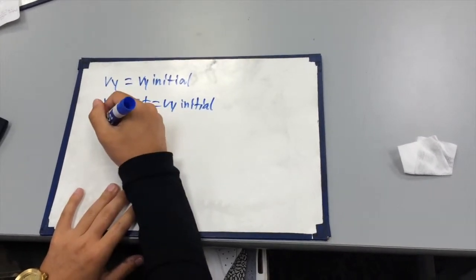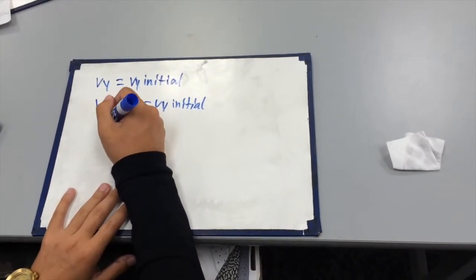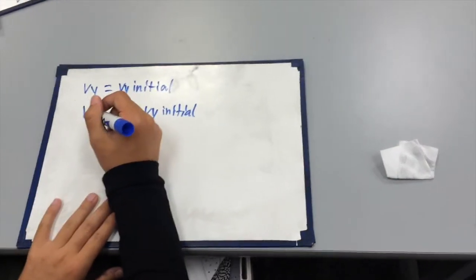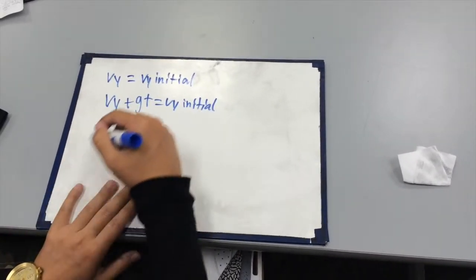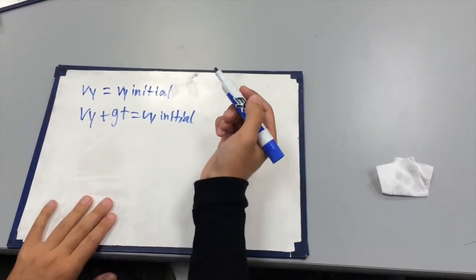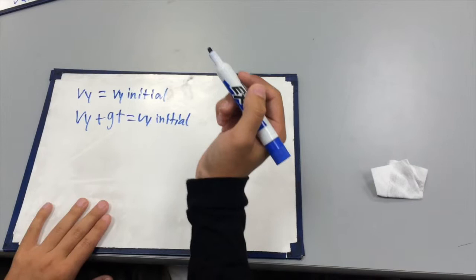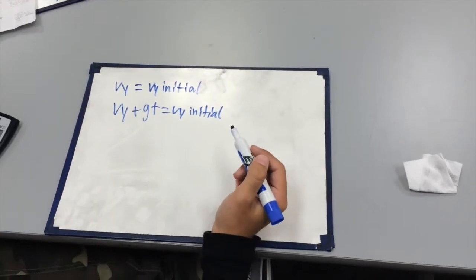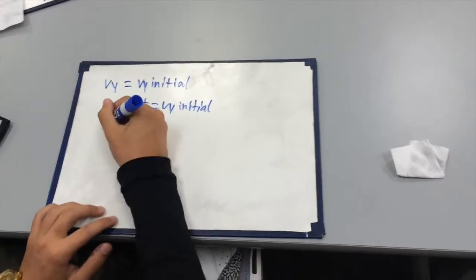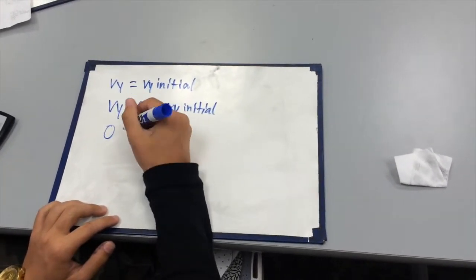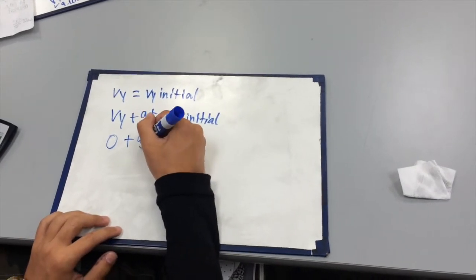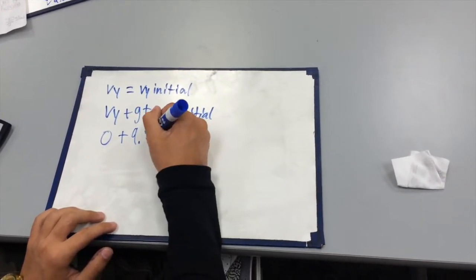So let's do that. Once it reaches its highest point in the video, while it's still traveling through the air in the x direction, it has not yet started falling in the y direction. So we can assume that Vy is 0 plus gravity, which is 9.8.